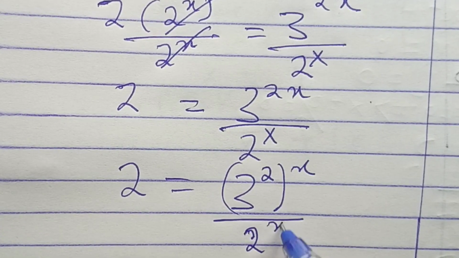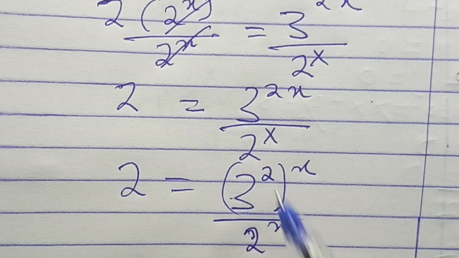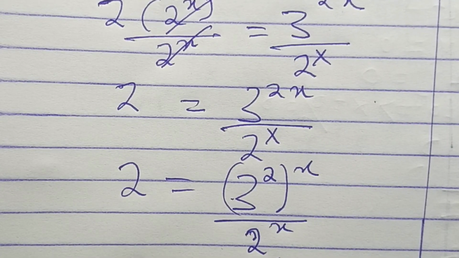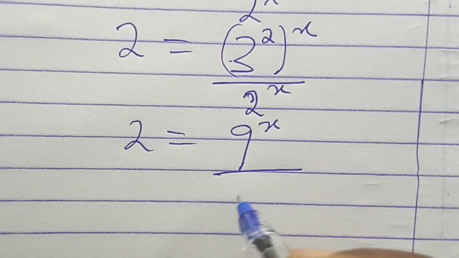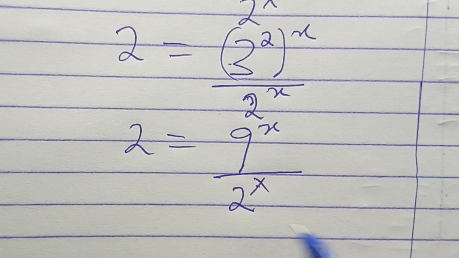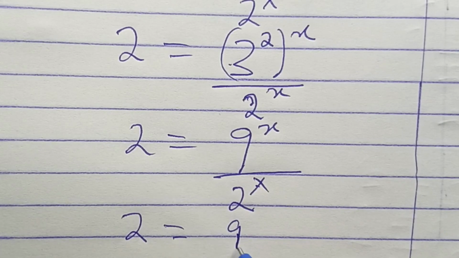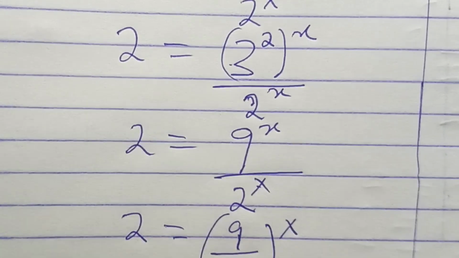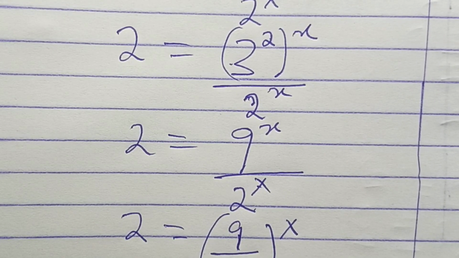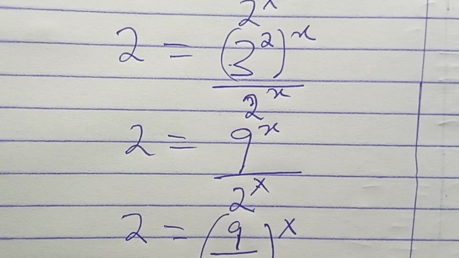2 raised to the power x, meaning 2 equals 3 raised to the power 2 is 9 raised to the power x over 2 raised to the power x. So since they have the same power, we can write this as 2 equals 9 over 2 raised to the power x. 9 over 2 is 4.5. So we can write this as 2 equals 4.5 raised to the power x.